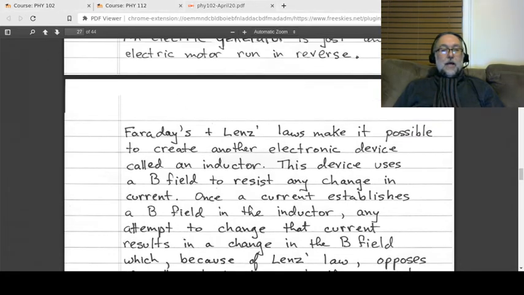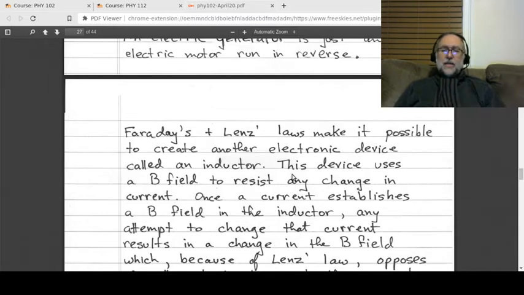So, last topic with magnetism: Faraday's law together with Lenz's law. The two really are not separated. I mean, Faraday's law says that the changing flux creates a potential, and Lenz's law just says what direction that potential is in. Okay, but the two together actually make it possible to create yet another device known as an inductor. Okay, and that's what we're going to study to the end of this video.